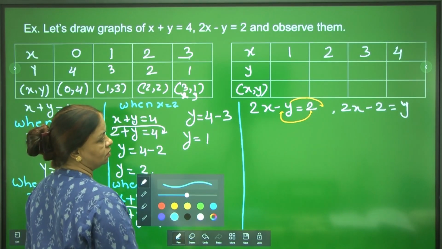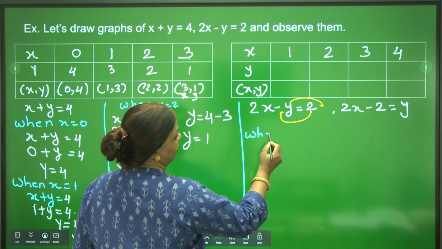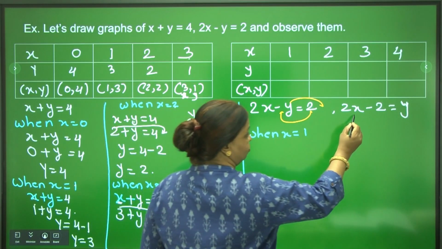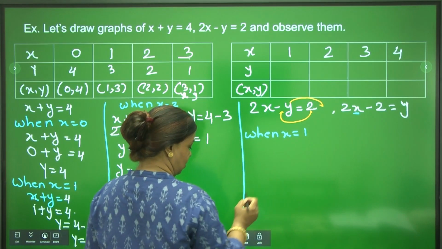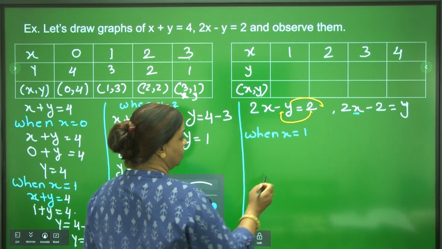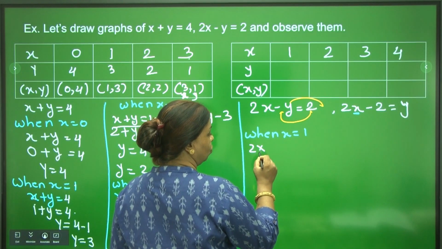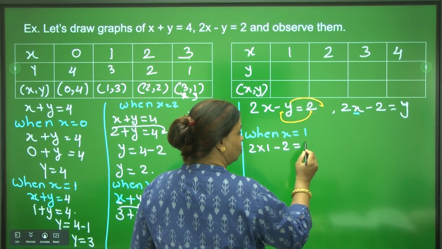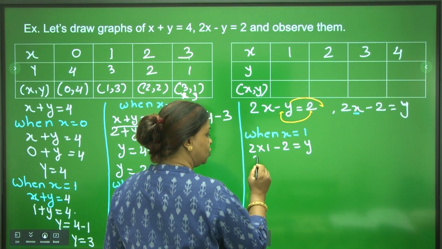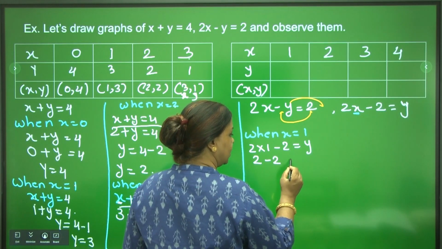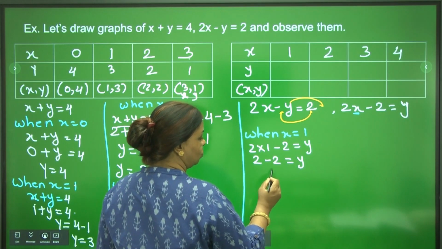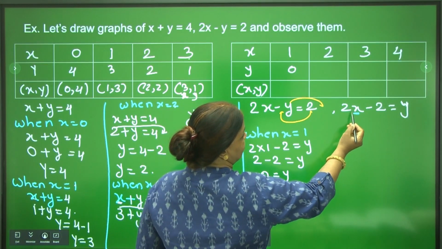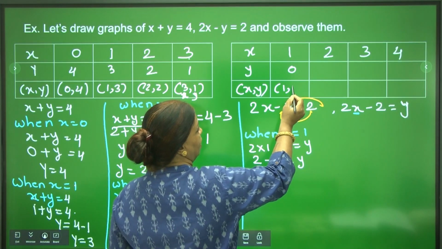Let's begin. First one is when x is equal to 1. So in place of x we will be placing 1. So your equation will be 2 into x value is 1, then minus 2 is equal to y. 2 into 1 is 2, minus 2 is equal to y, and therefore 2 minus 2 is 0. So y is equal to 0. So when x is 1, y will be 0. So 1, 0.